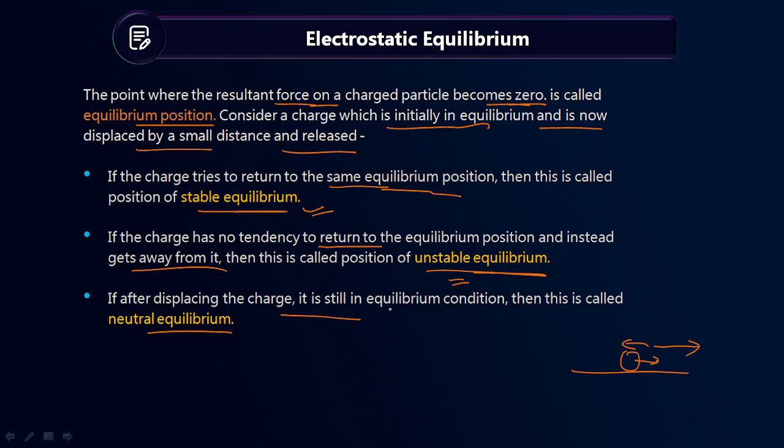And after displacing, if it is still in equilibrium, meaning whatever position we leave it, F net is zero only, then it is called neutral equilibrium. Simple.